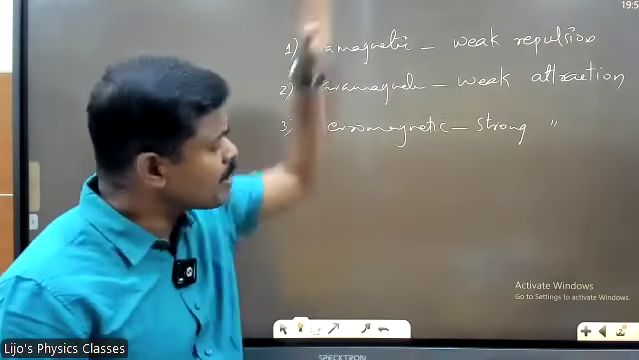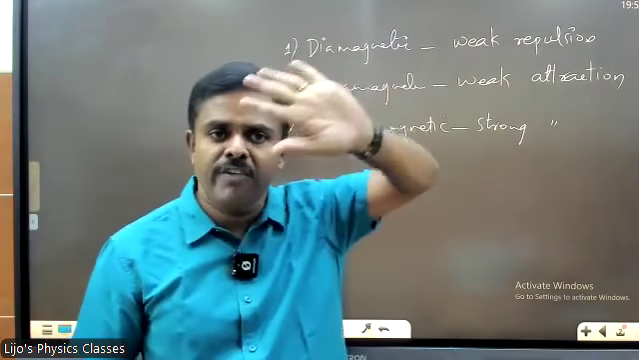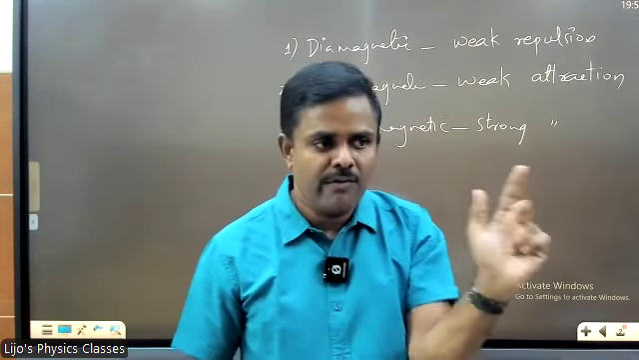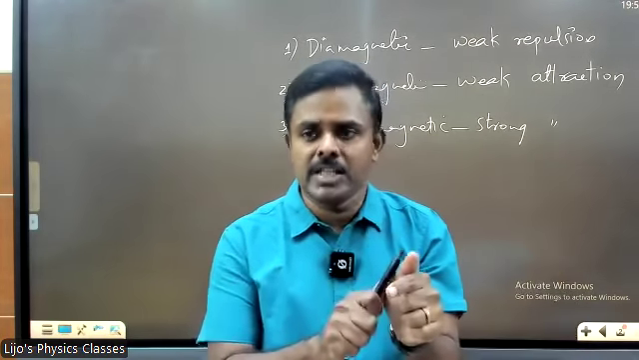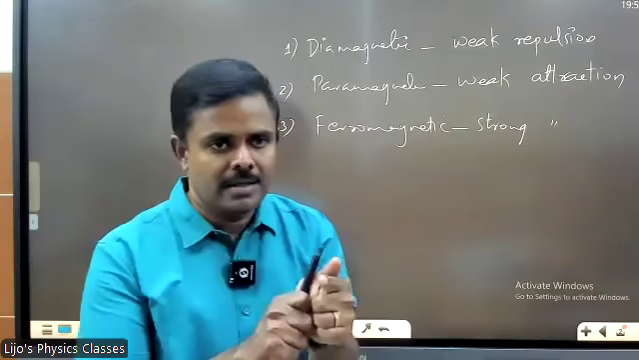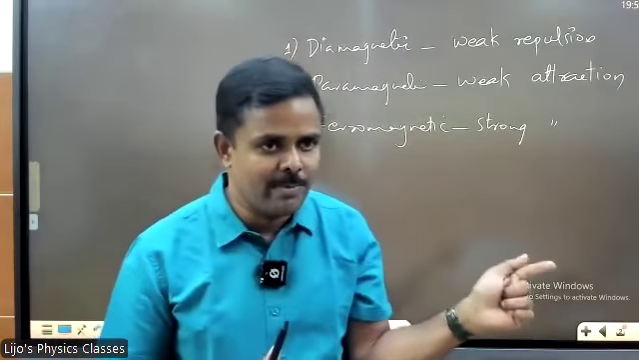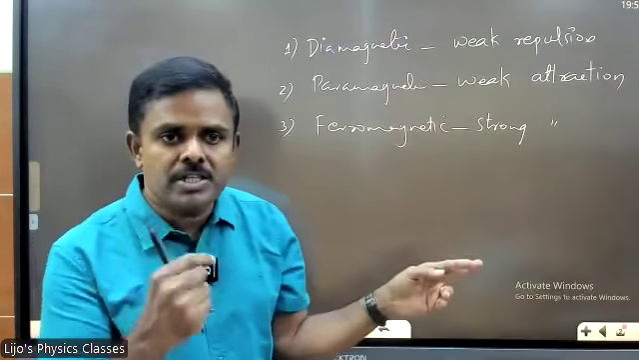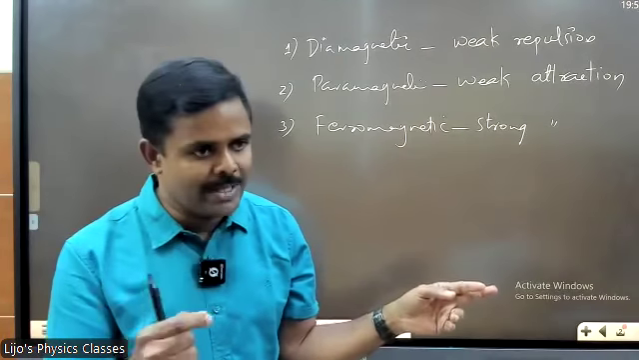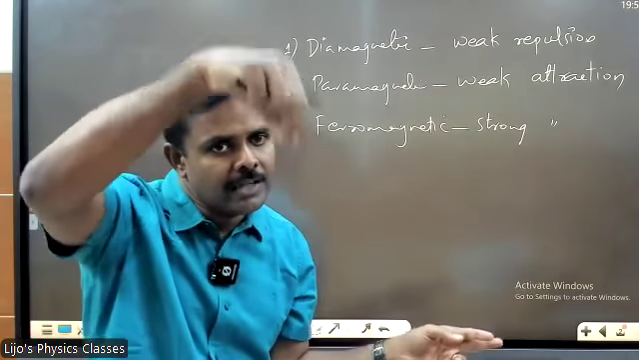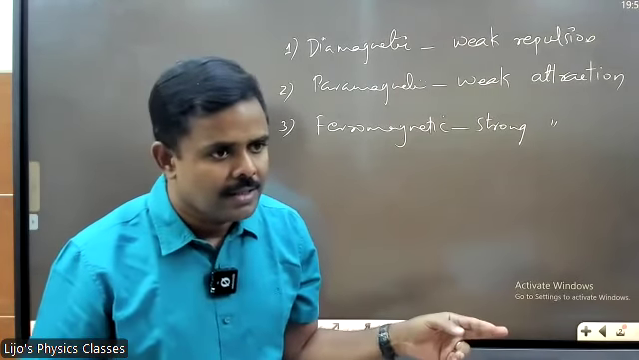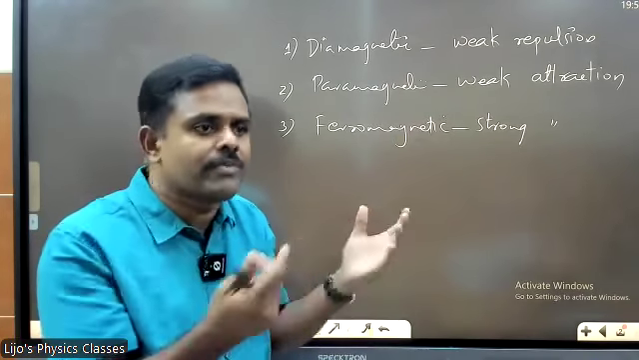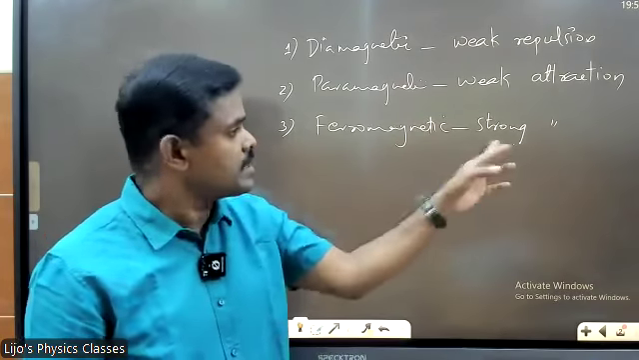I repeat one more time. There are basically five types of magnetic materials: diamagnetic, paramagnetic, ferromagnetic, then ferri and antiferro. Ferri and antiferro, you don't have to learn. So for the moment, we will focus on these three types of materials. What is diamagnetic material? Substances which show weak repulsion. When you put it in a magnetic field, they will be repelled. And paramagnetic, weak attraction. It will be attracted, but very weakly. Stronger attraction is for ferromagnetic.